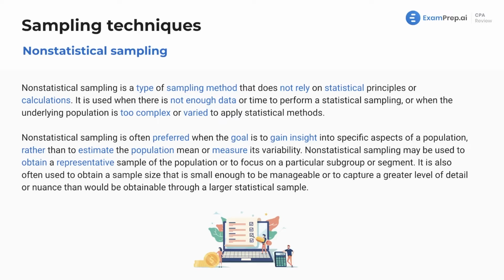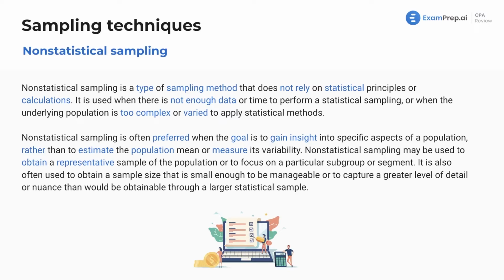Also, non-stat is going to be used when there's not enough data or time to perform a statistical sample, or when the underlying population is too complex or varied to apply statistical methods. You've got small amounts. Maybe you're trying to determine which subsidiaries you want to test, and the company has 10 subsidiaries. You're going to possibly use non-stat sampling to pick, let's say, 3 of the subsidiaries to sample. That would be an example of when we use this.